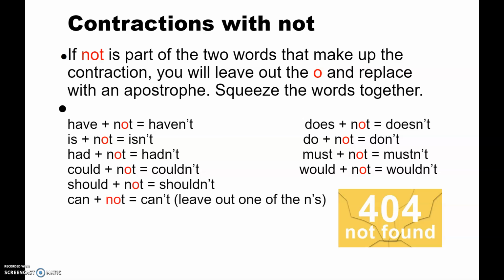The example here, which is a little bit different, is cannot. So with cannot, we also leave out the N, one N. So it's C-A-N apostrophe T. Leave out one N and one O. And will not changes to won't. So that is rather a big change, a tricky one to watch out for.